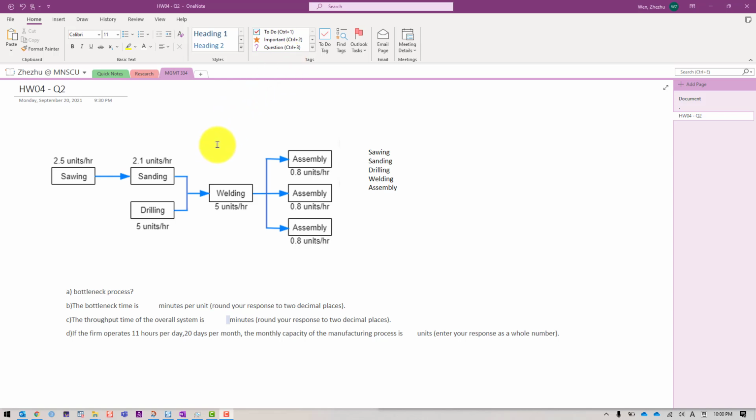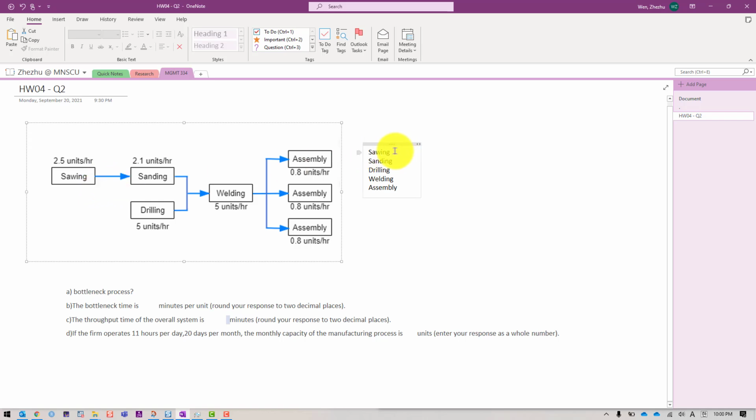This is a walkthrough video on a capacity analysis problem. I think this is from MyLab, homework number 4, question number 2. If you are provided with a question like this, it will be easier to identify the process time for each process. Currently, only the number of units per hour is provided, so we don't really know the process time on each process.